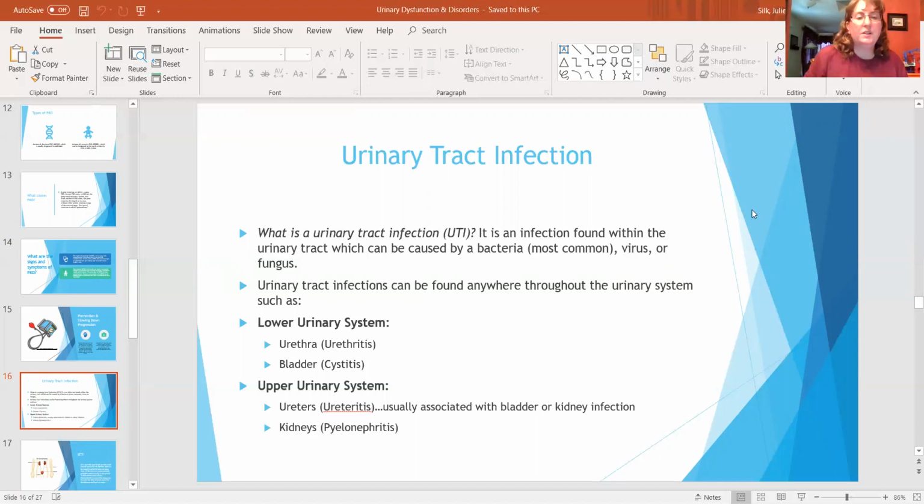All right, so this last part is about the urinary tract infection. This shouldn't be too bad because you guys should know a lot of this already. A UTI is an infection found within the urinary tract, which can be caused by a bacteria, which is most common, or maybe a virus or a fungus. UTIs can be found anywhere throughout the urinary system, which I don't think we always think about. So I want you to think this way when you're thinking about this.